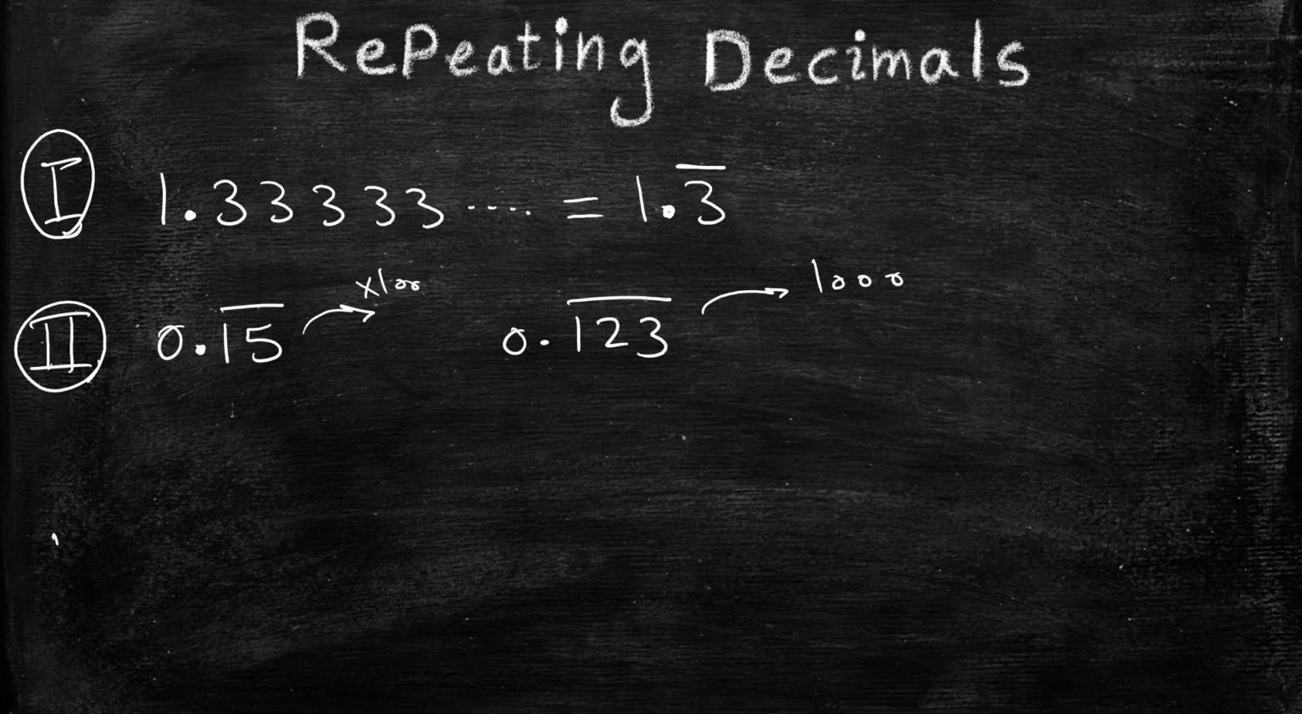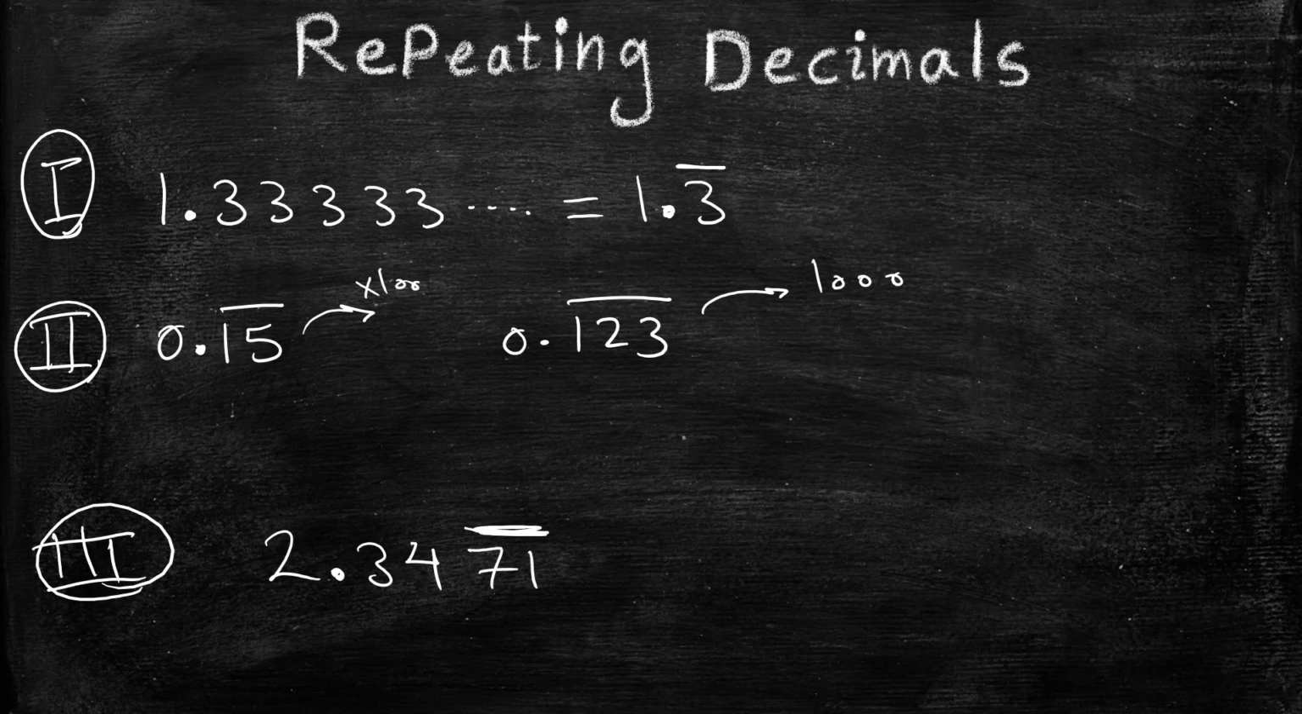In type 3, we have also some non-repeating digits. So for example, 2.34 and then 7.1 repeating, right? So in this case, one time we take care of non-repeating digits, multiplying, for example, 2 non-repeating digits we have. So first we multiply by 100. Then we also take care of the repeating digits. So another time we multiply it by 100. And then we subtract the 2 and we can eliminate the repeating digits. So overall, we have these 3 types.